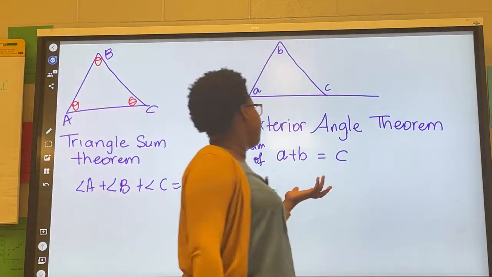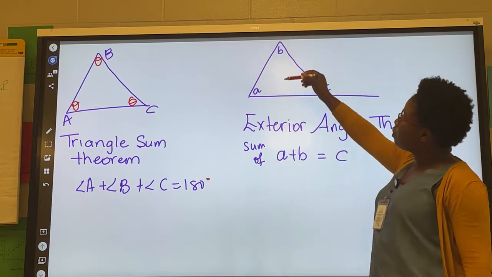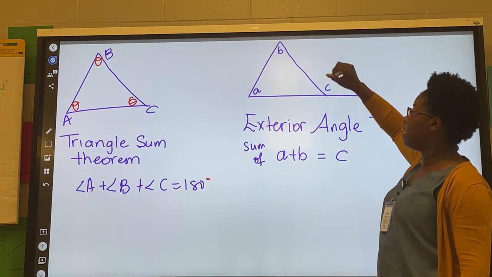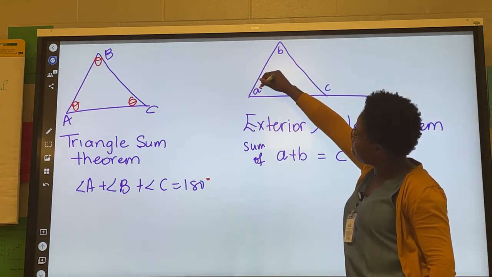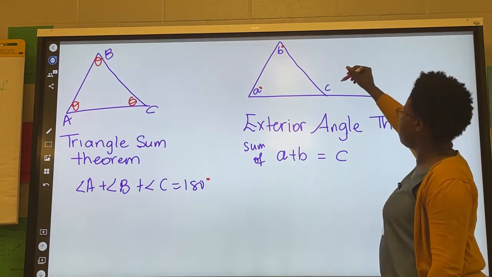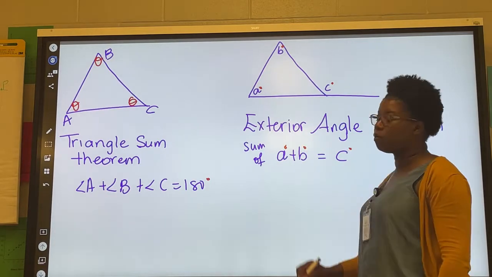On the other hand, the exterior angle theorem says the sum of the two non-adjacent angles is equal to the one on the exterior, which is angle C. So angle A plus angle B, if you add them together, should give you angle C. We're going to do a few questions to prove this.